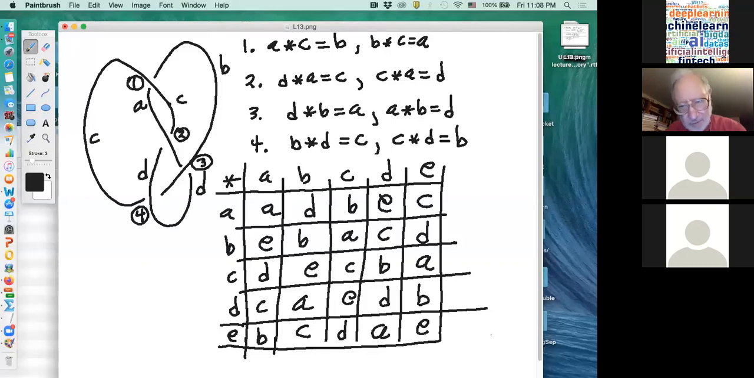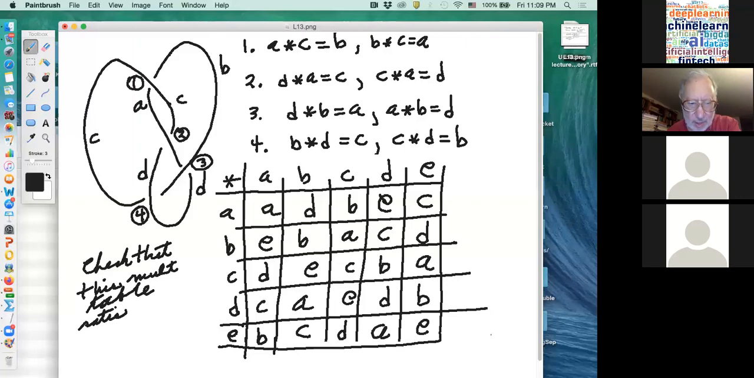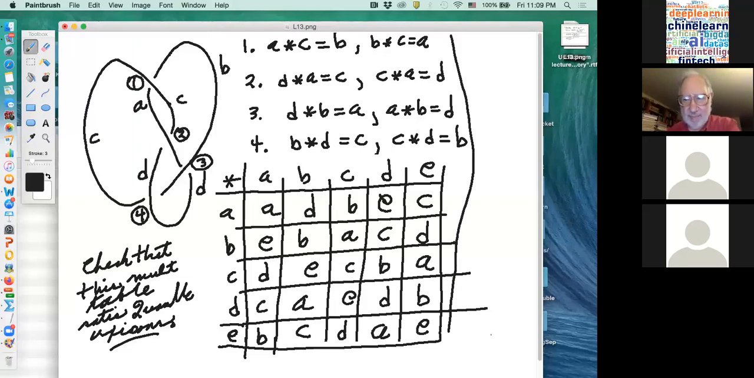Now, that's not enough. Now you have to check that this multiplication table satisfies the quantal axioms. Not obvious, but it does. You can try it. For example, choose at random three elements and see what happens to the distributive law. Let's just do it for fun.